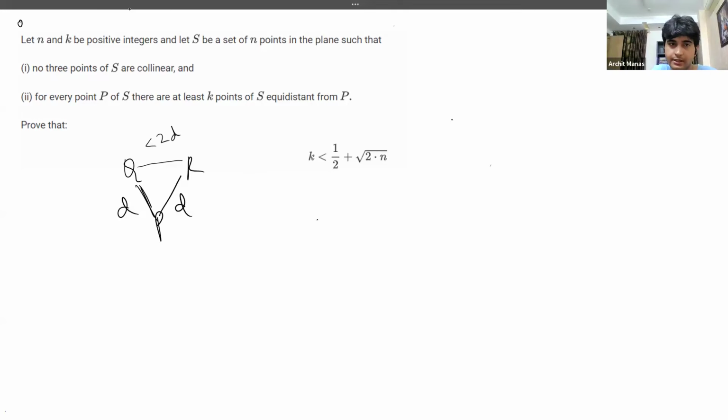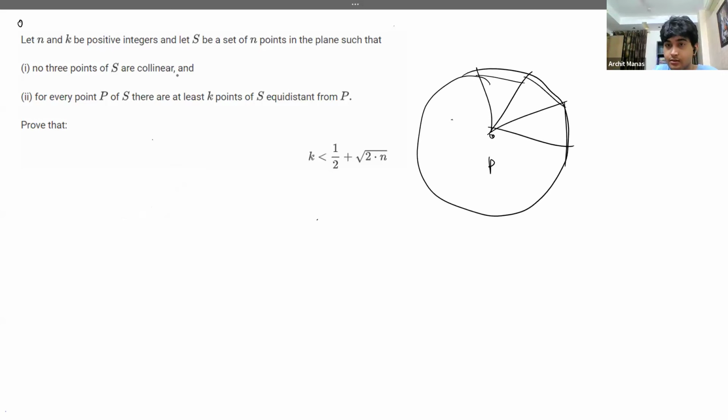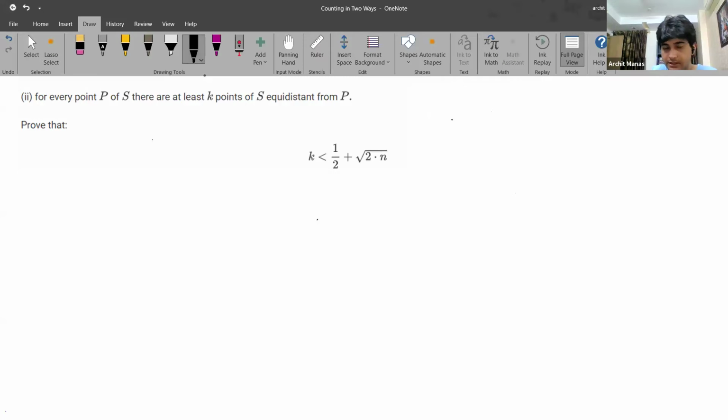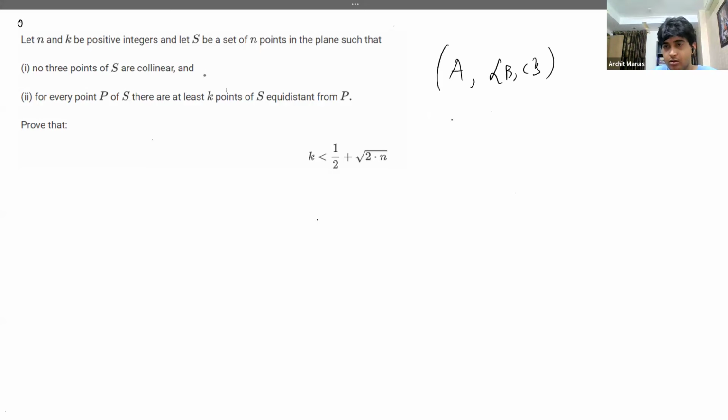this is a good idea to look at isosceles triangles. Because there's going to be a lot of them, right? If you have P and then if something like these many triangles, all of which are isosceles, that's a lot of isosceles triangles that P is a part of, right? So let's look at that. Let's take a look at all triples A from S and B and C also from S, all distinct, such that AB equal to AC, right?